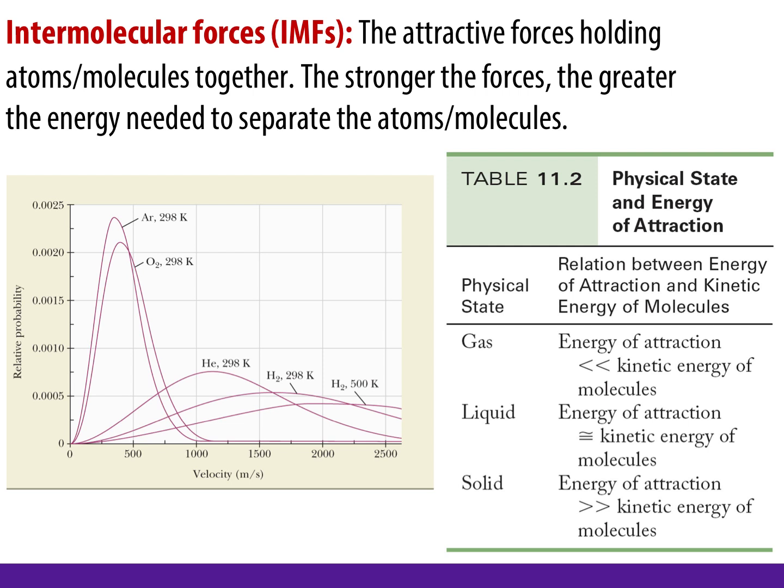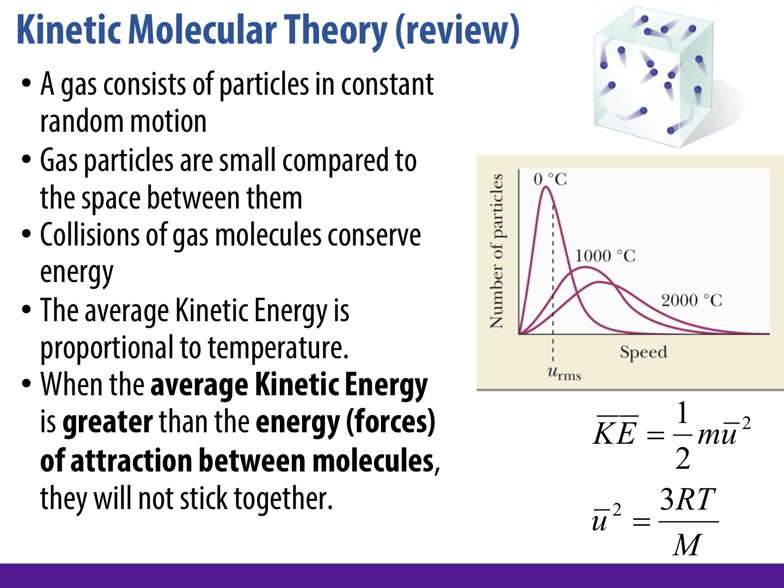So those attractive forces are holding our atoms or molecules together in, say, the solid state. The stronger the forces, the more energy we're going to need to separate the atoms or molecules. Where are we going to get that energy? From the kinetic energy. As we crank up the temperature, we give the particles more energy that they can use to overcome those attractive intermolecular forces. So the key idea, a review of our kinetic molecular theory: gases are in constant random motion, conserving their energy, with kinetic energy proportional to temperature, which you may have studied in a prior chemistry or physics class. When the average kinetic energy is greater than the energy of attraction between the molecules, they won't stick together and we'll get to the gas phase.